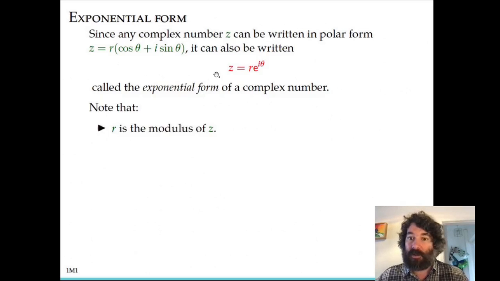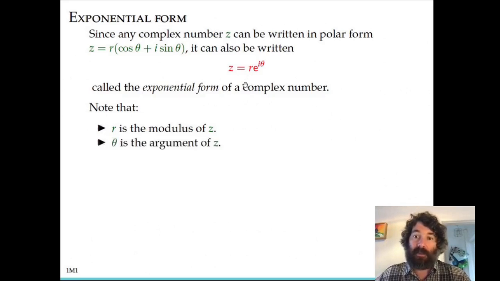And so just to point out, as in the previous video about the polar form, r in the exponential form is the modulus of z. So to calculate r, you calculate the modulus. And theta is the argument of z, theta in e to the i theta. And so in order to express a complex number in its exponential form, it's the same as expressing it in the polar form. We need to calculate the modulus and the argument.